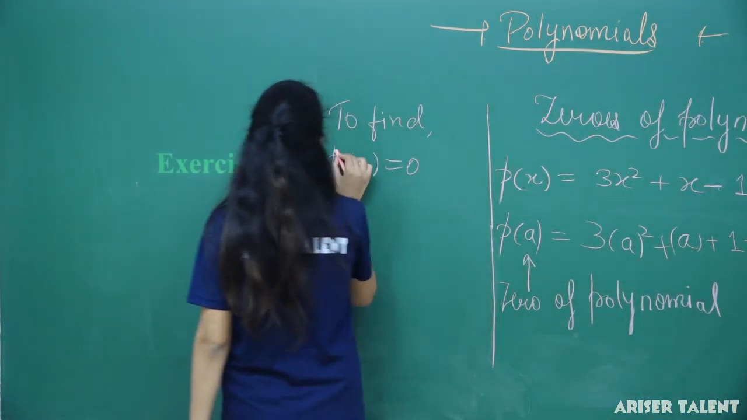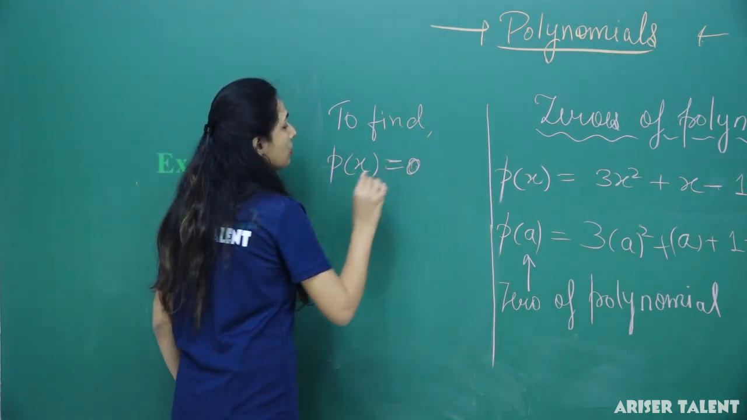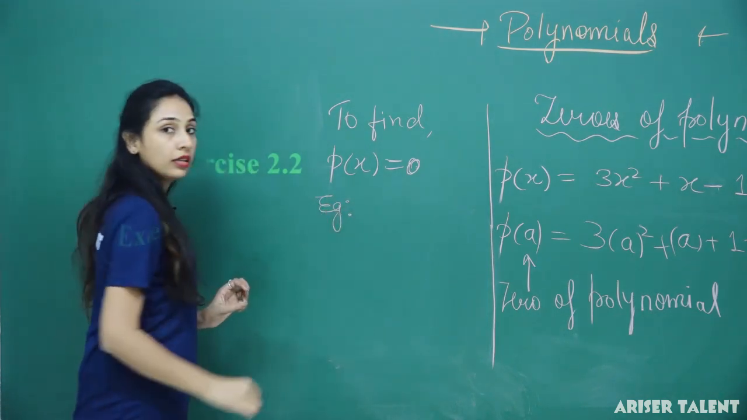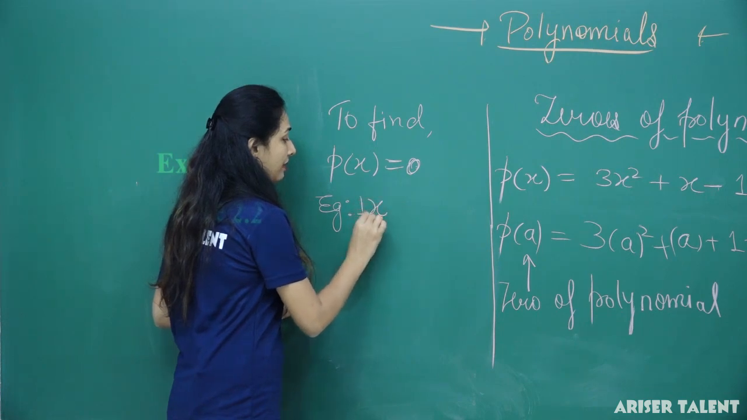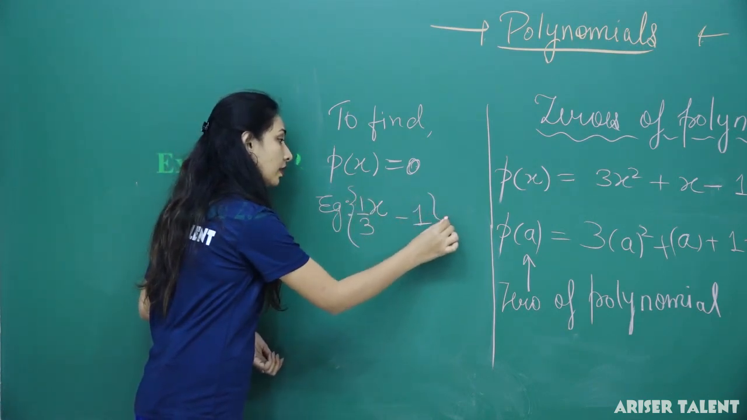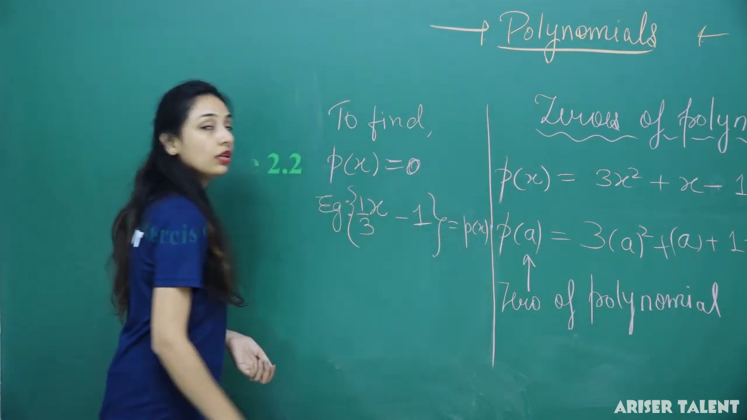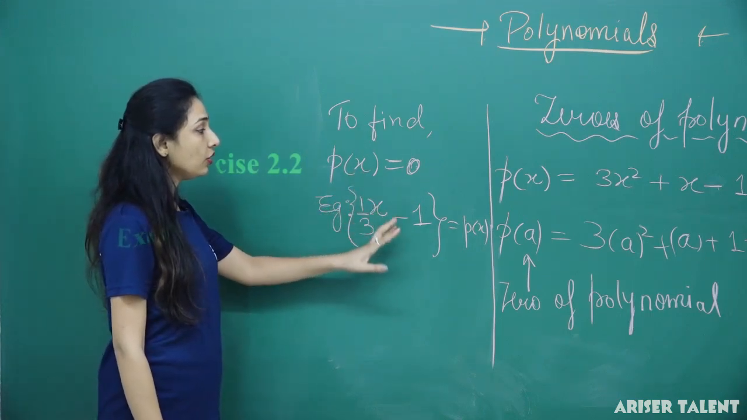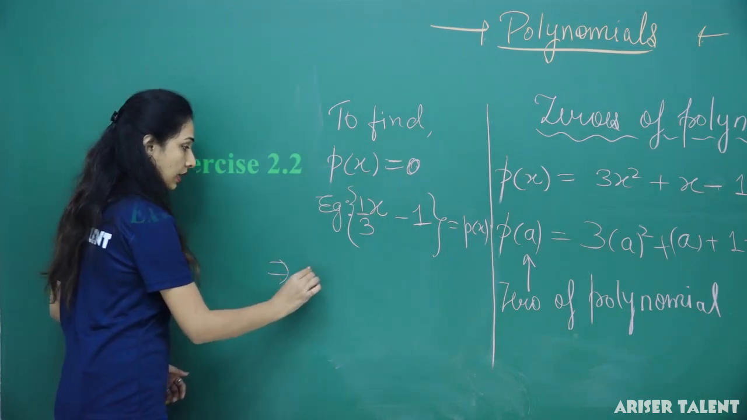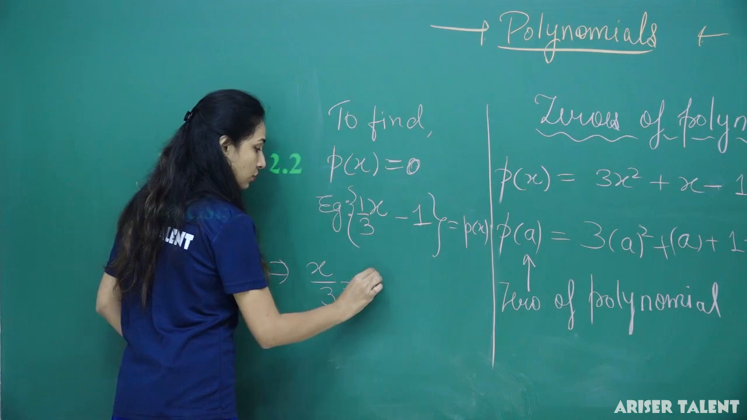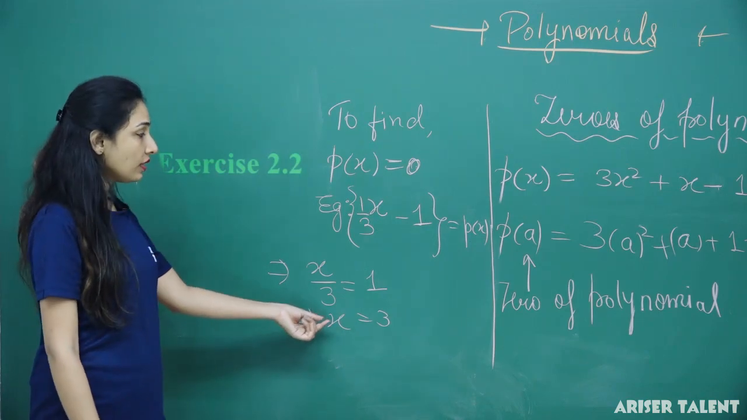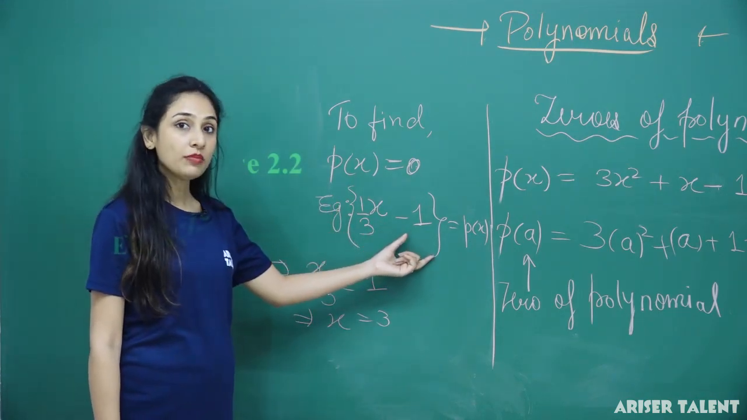Okay. So we have to write px equals to 0. Now, for an example, we are taking 1 by 3 x minus 1, which is our px. Now, if you have to find the value of x, what will you do? Simply px equals to 0. So x by 3 will be equals to 1, that implies x equals to 3. That means at x equals to 3, the value of your px will become 0.